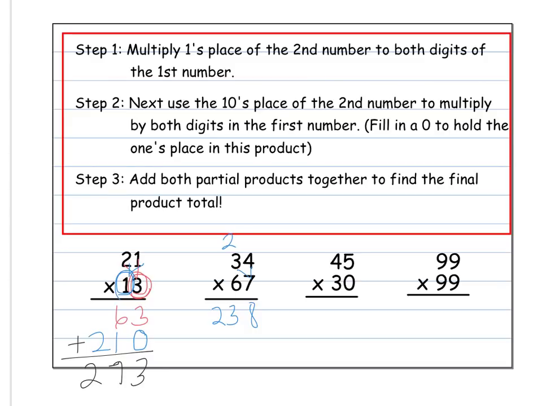Now, I'm going to cross out this 2. We're done with that one. Okay. Now we're on to the 6. We multiply the 6 in both, and since, again, we moved over to the tens place, we put a 0 down here as a placeholder. 6 times 4 is 24. Put down our 4. Regroup a new 2.